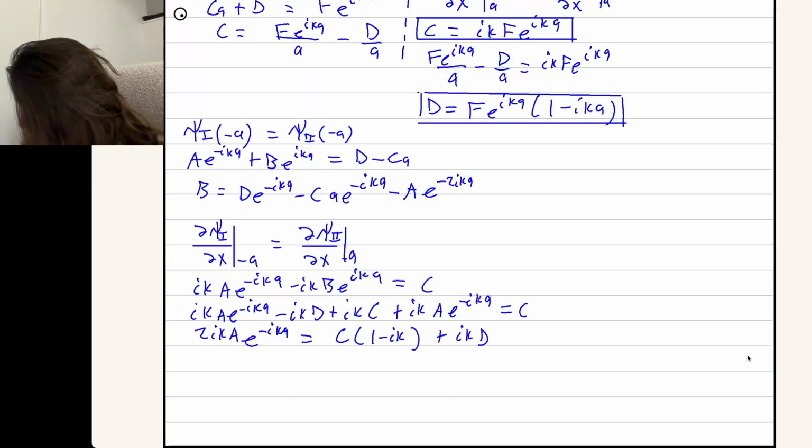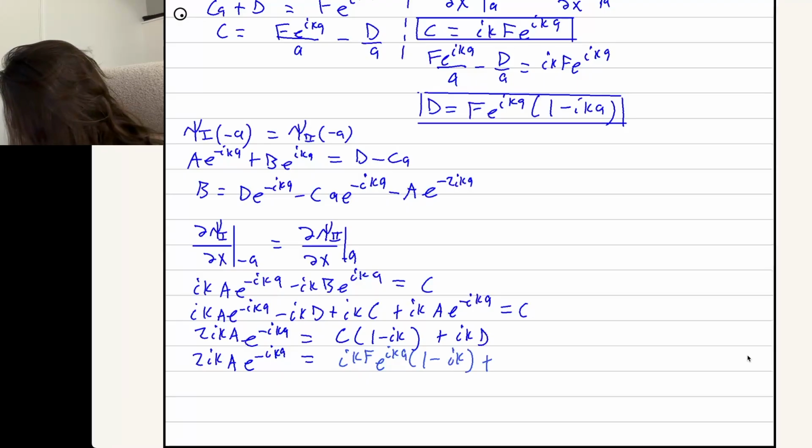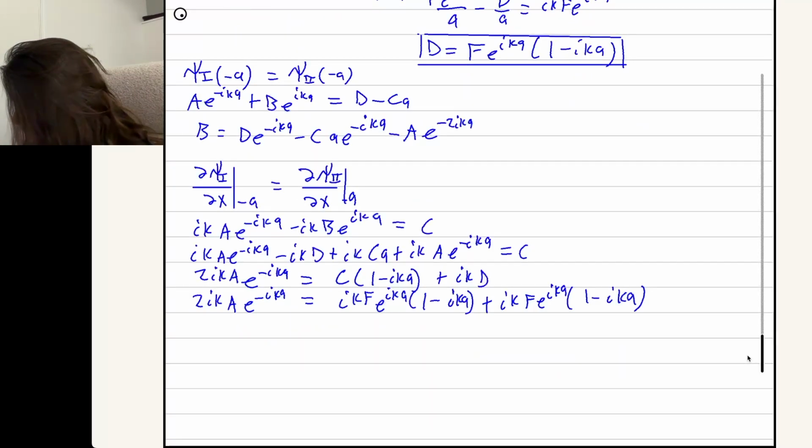Alright, now let's plug stuff in. For both of these, we have iK F e to the iKa times 1 minus iK plus iK F e to the iKa 1 minus iKa. And I feel like there was something I missed. I know what it was. It was an A here. So there's an A here. Awesome. Now we're looking cool.